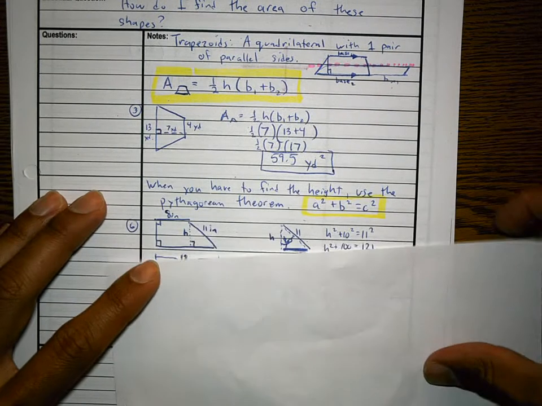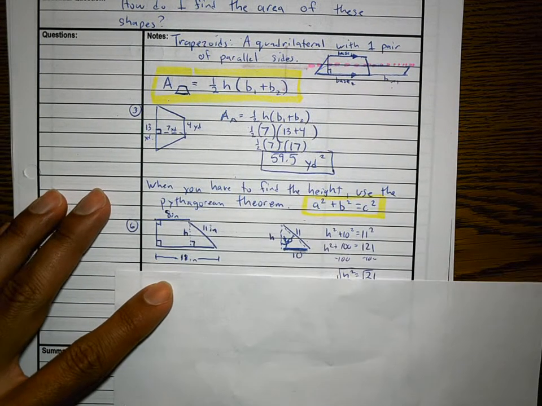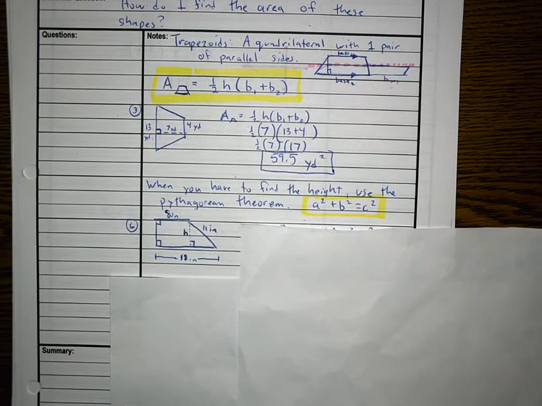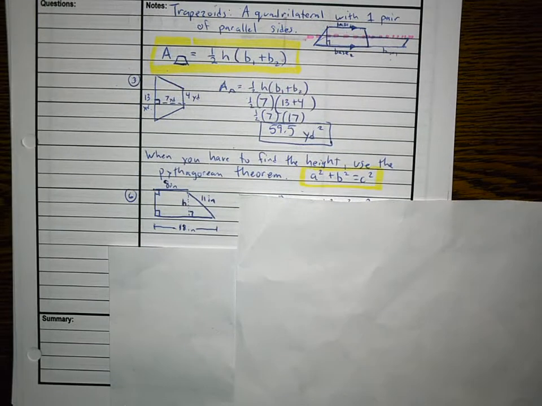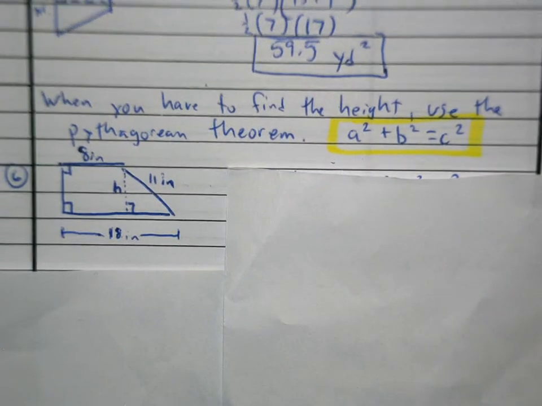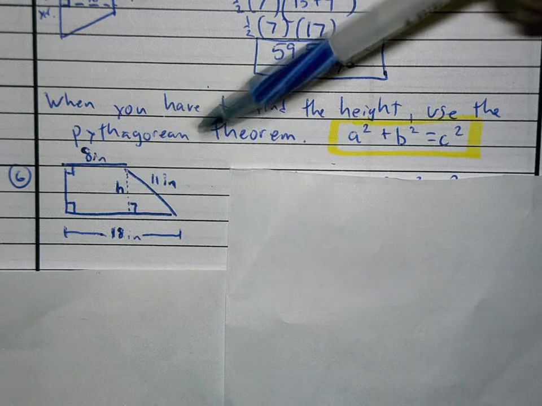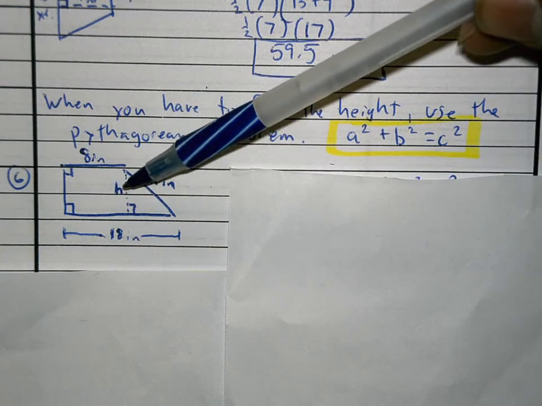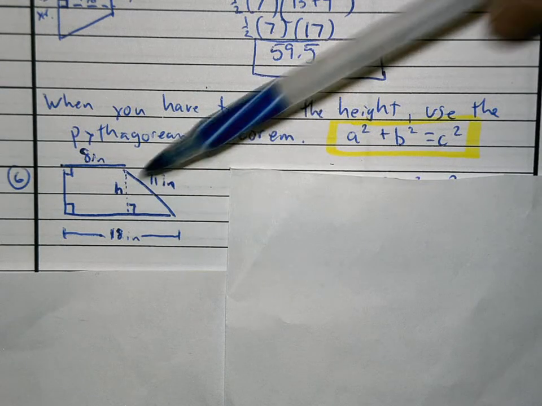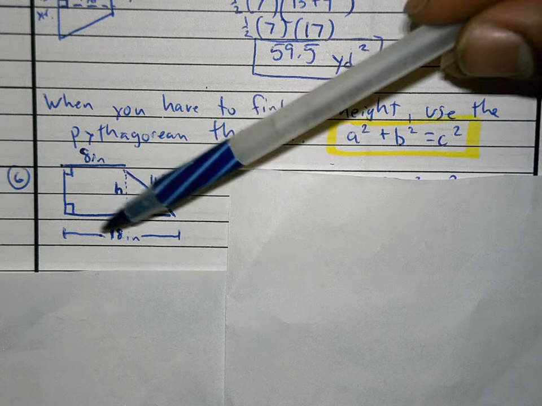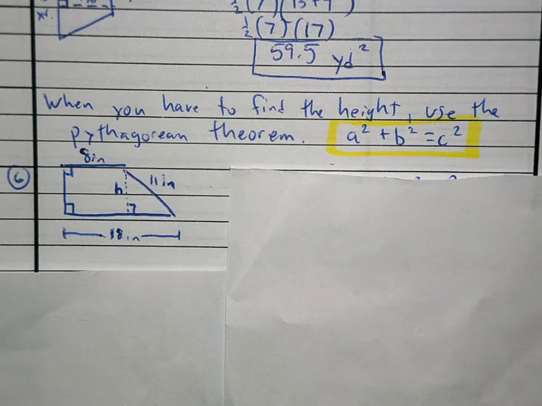Okay. So let's look at number 6. I need to zoom in a little bit because that's really far away. Number 6 looks like this. It has an 8 inches right here. It has an H right there. Well, actually, I don't even think it has an H right there. It has 11 inches. It has an 18 inches, and it has a couple of right angle symbols in it.